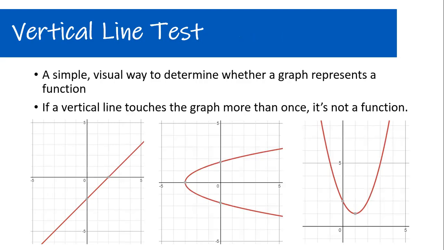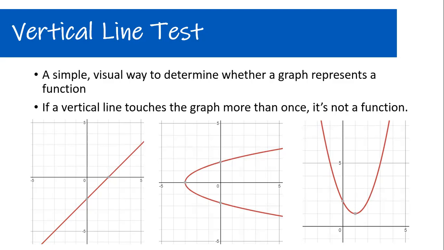So if a graph represents a function, it will pass what is called the vertical line test. The vertical line test means that if you put a straight vertical line anywhere on this graph, it will only intersect the graph once. If it cuts across it more than once, it is not a function. So on that first one, we can put a vertical line anywhere we want, and it only touches once, right? It only cuts through it once.